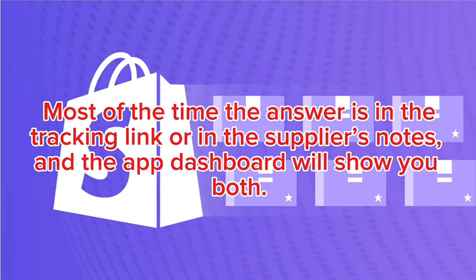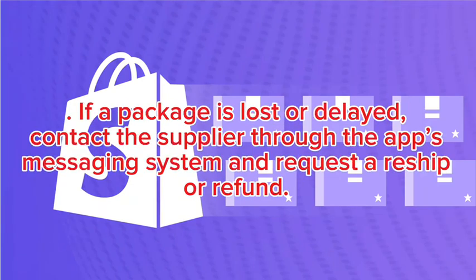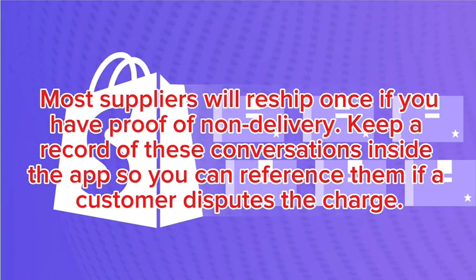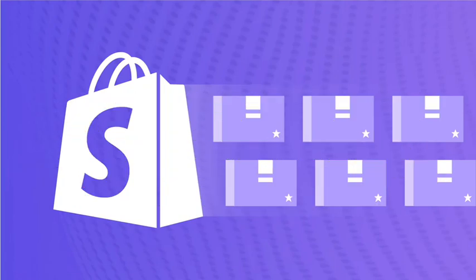will show you both. If a package is lost or delayed, contact the supplier through the app's messaging system and request a reship or refund. Most suppliers will reship once if you have proof of non-delivery. Keep a record of these conversations inside the app so you can reference them if a customer disputes the charge.